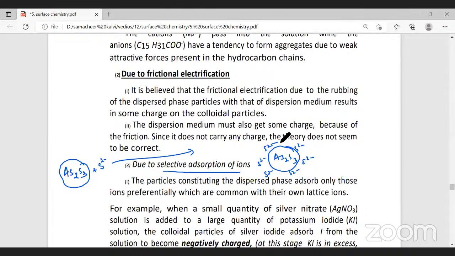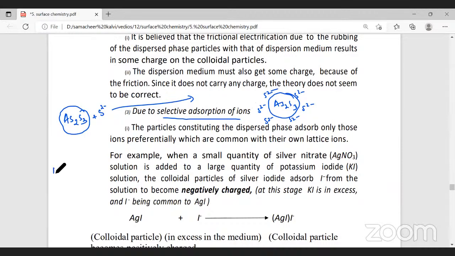This is because of a principle called Le Chatelier's principle. We have learned about Le Chatelier's principle in the first PUC. Similarly, a second example: if you take ferric hydroxide, this ferric hydroxide will preferentially adsorb only ferric ions. So this ferric hydroxide is positively charged and this arsenous sulfide is negatively charged. So the two reasons why colloids are charged: one is preferential adsorption on the surface.